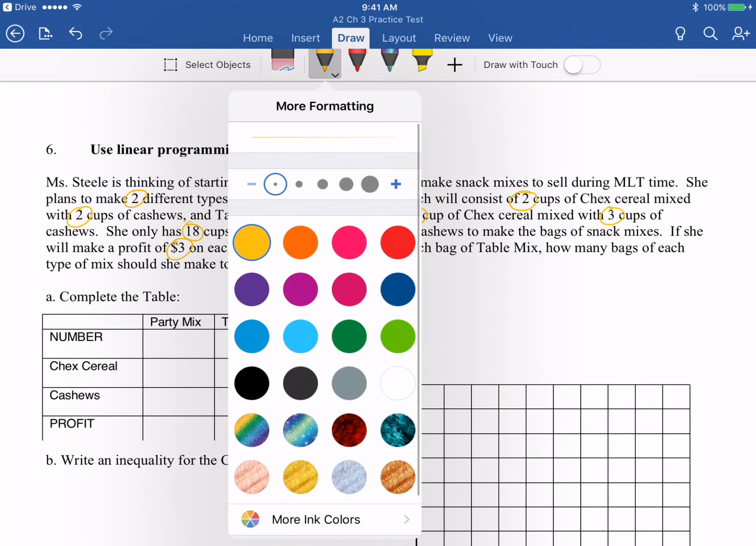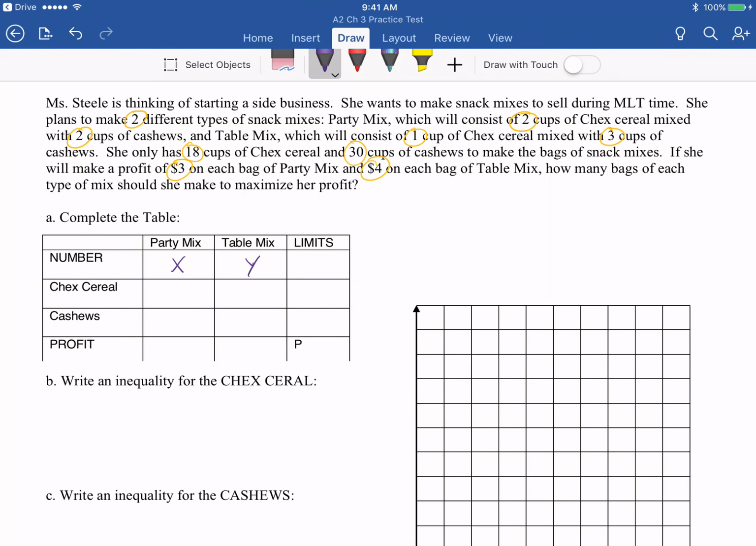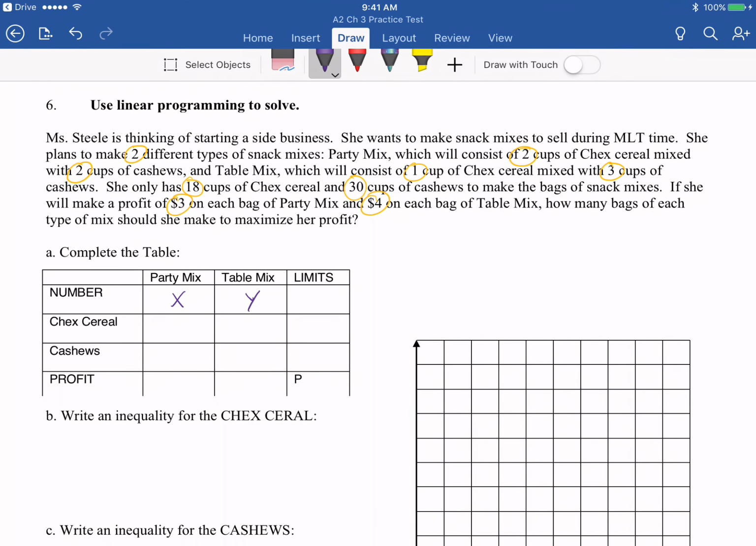All right, 99% of the time when it says number, we're going to end up with just an X and a Y. So we're just arbitrarily saying, hey, let's call party mix X and table mix Y. All right, and it says that cereal takes 2 for the party mix, and then I add that X on there. Cashews have 3 for the party mix, and I go 1 Y for the table mix.